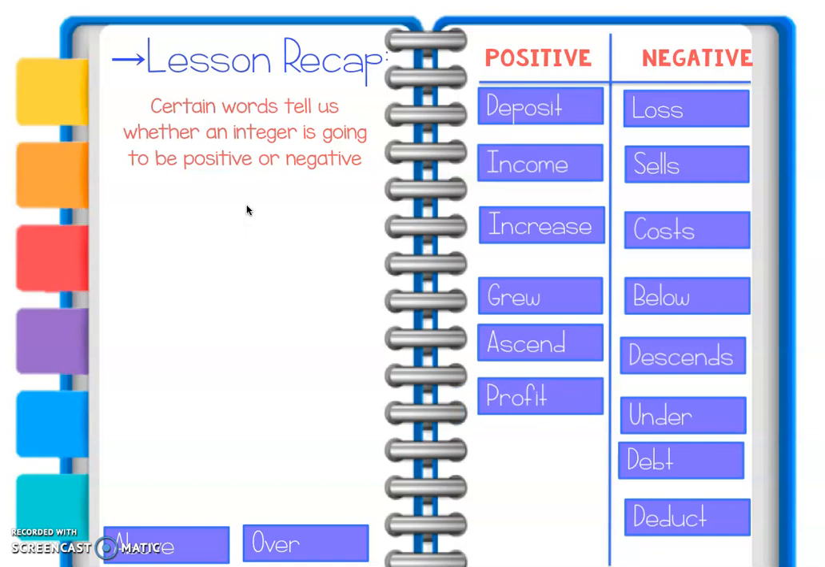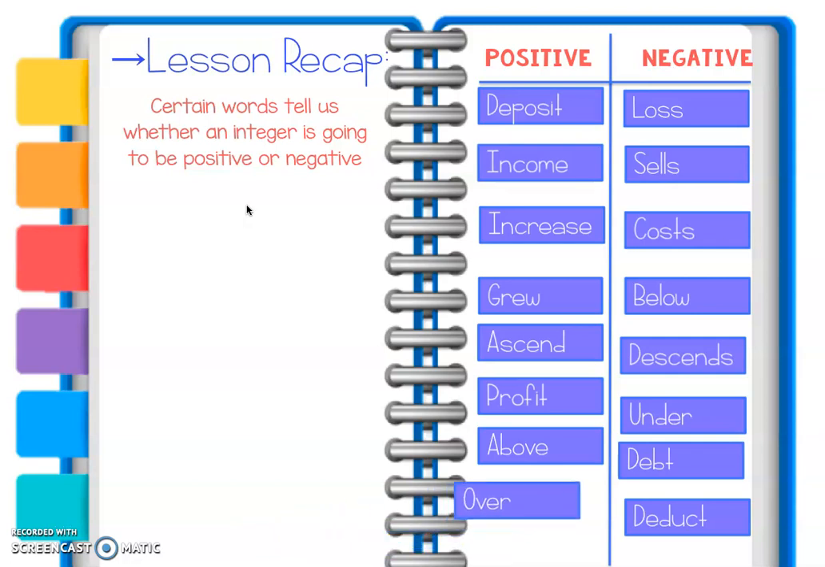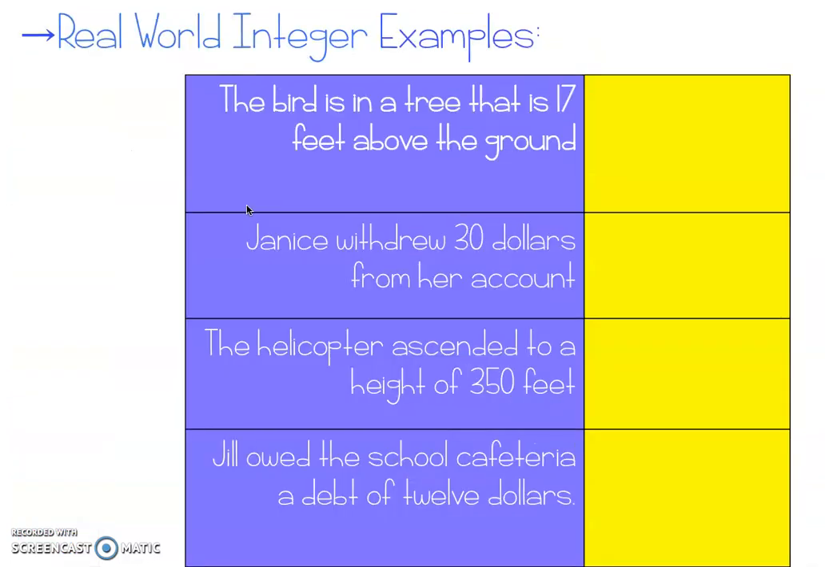Above means let's say we're 300 feet above sea level. That's a positive. And over, let's say we went over the height by 3 inches. That one's a positive as well. Okay, so there's a good word bank for you guys for positive and negative. So let's take a look at a few examples like what we did in class today.